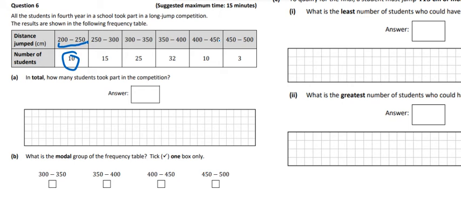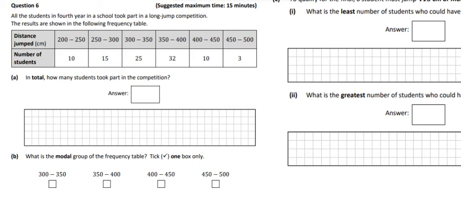We don't know exactly what each of those 10 students jumped. Any one of those students could have jumped anything between 200 and 250. They could have jumped 205 or 209, or they could have jumped 249 centimeters. We don't actually know. So 10 students jumped between 200 and 250, 15 students then jumped between 250 and 300 centimeters, and so on. At the end, there are 3 who jumped between 450 and 500 centimeters. So they obviously jumped the most, so they did the best.